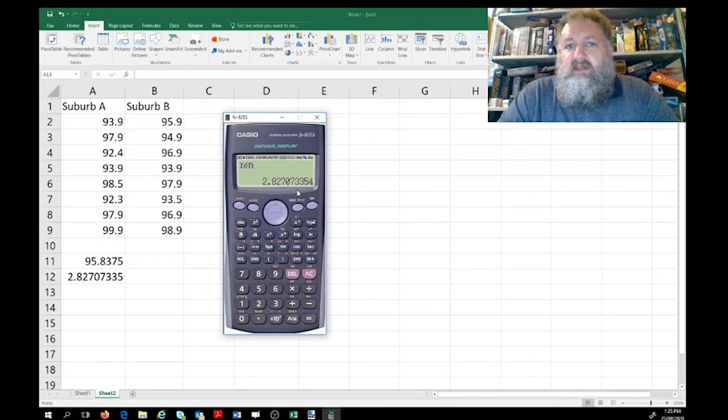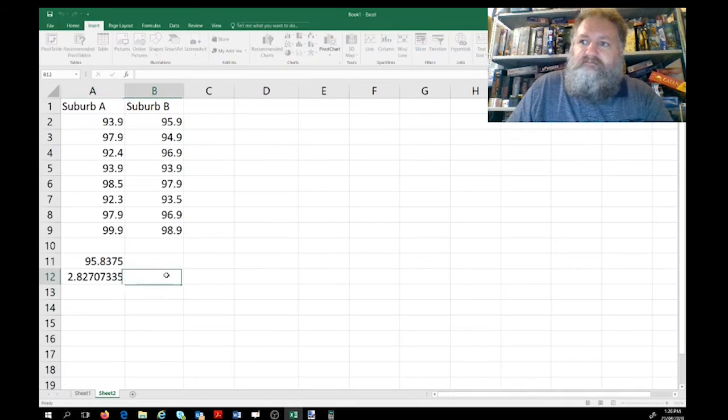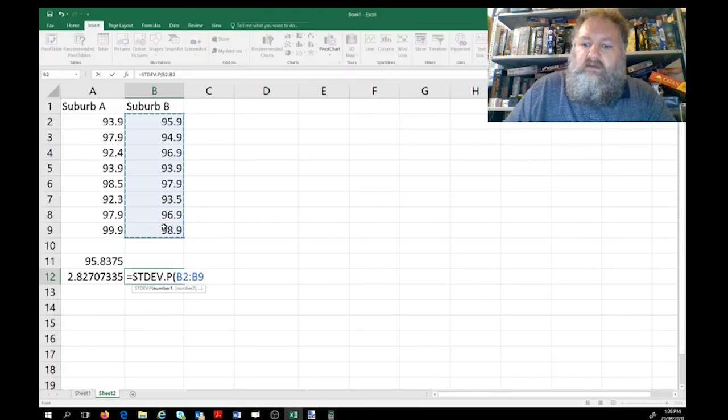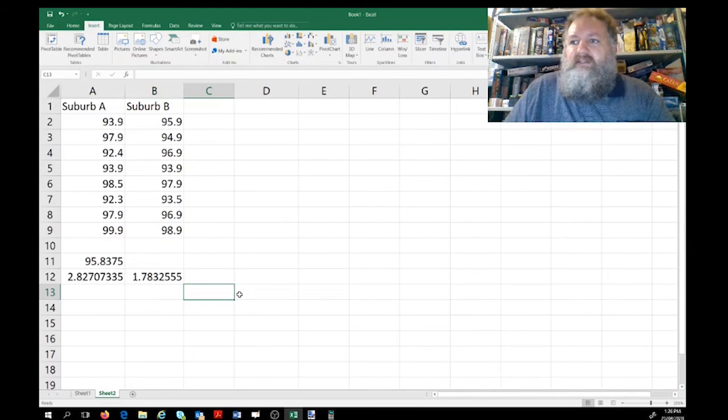Okay, so that's the way that you would calculate standard deviation on your calculator, and also how to do it in Excel. Honestly, the calculator is a little bit slower. Excel can do it a bit quicker. So let's have a look at this second lot of information, and we'll work out the standard deviation for the population of this second suburb. And you can see we get some difference.